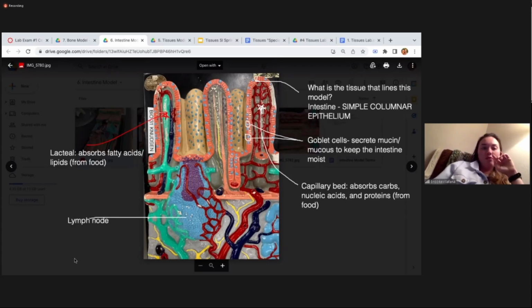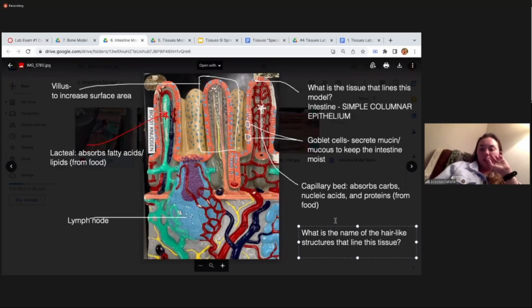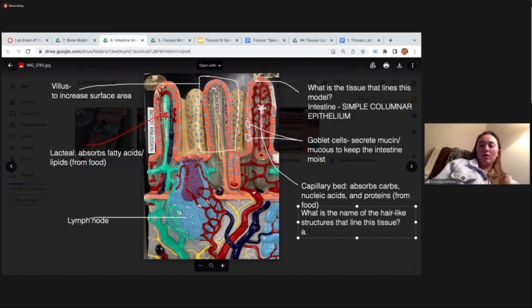Okay, so here's a little bit of a critical thinking one. First, I'll label the villus. So remember this entire structure here, we call that entire structure a villus. And what was the function of the villus? To increase surface area. Okay, so what is the name of the hair-like structures that line this tissue?